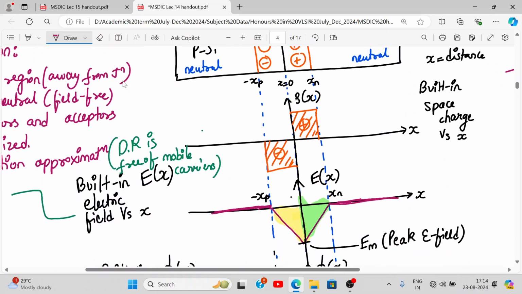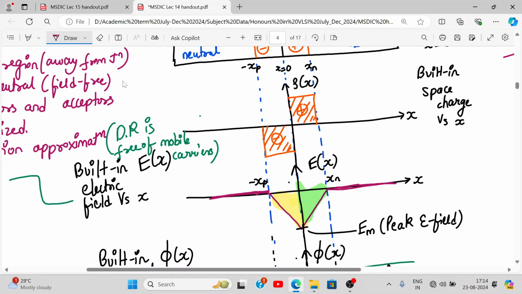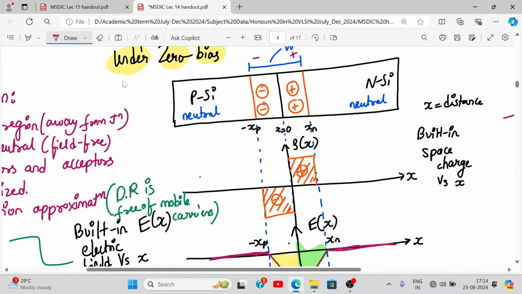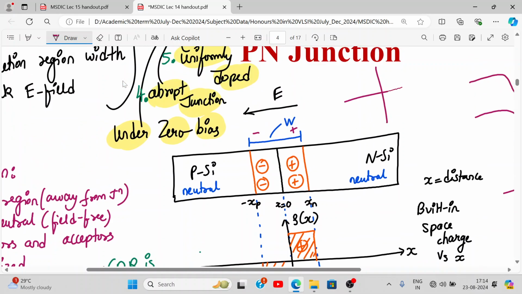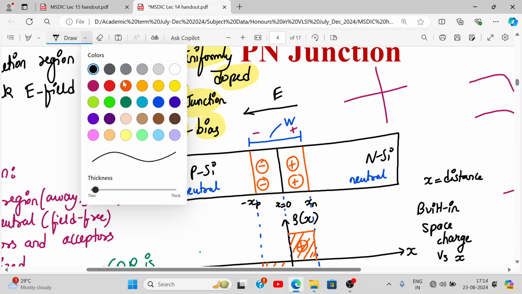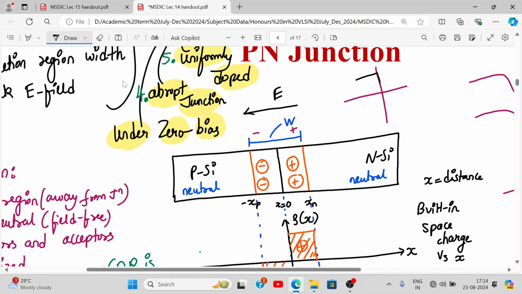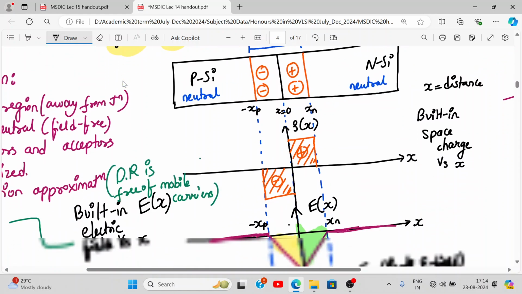If you see, the first diagram is the built-in charge, the space charge. We call it the space charge region or depletion charge. This is the collective charge. What we are assuming is an abrupt junction. What do you mean by abrupt junction? The doping concentration changes suddenly like this. A graded junction would change smoothly like this. So we are using uniformly doped abrupt junction analysis.